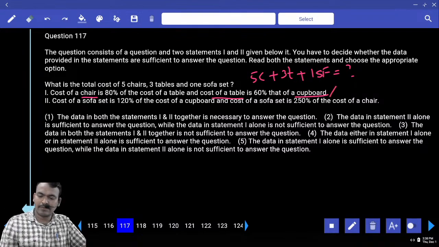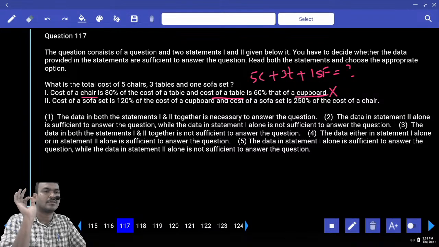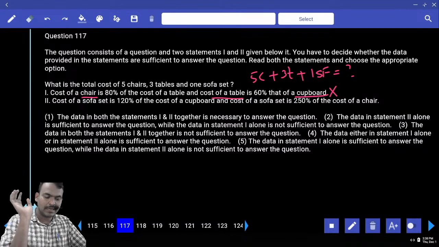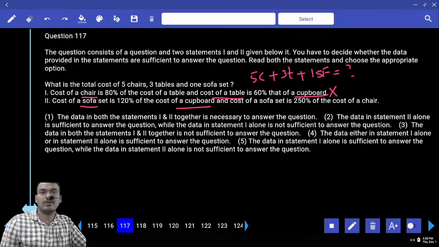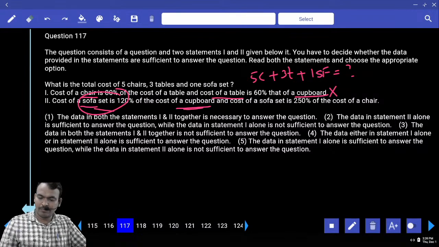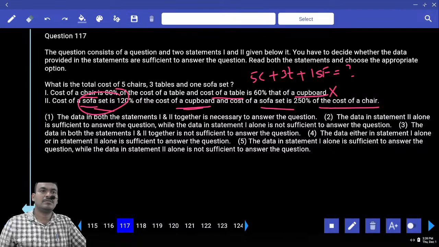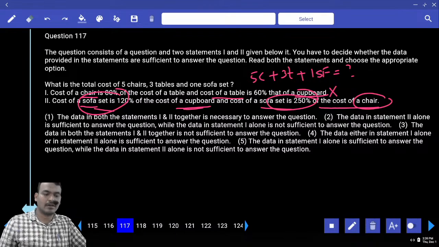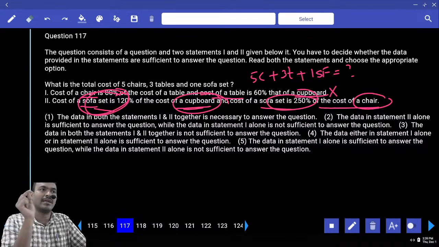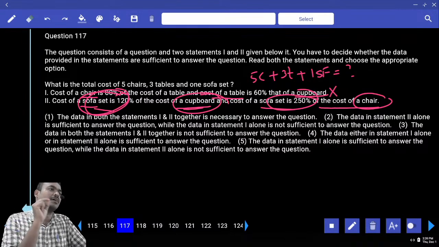Okay, 1 alone is sufficient or not sufficient? Not sufficient. Second one: the cost of a sofa set is 120% of which one? Cupboard, and the sofa set is 250% of which one? Chair. The sofa set depends on which one? Cupboard. If you know the cupboard cost, obviously we get the sofa cost, but here only ratios are given or not? Next, sofa set is 250% of which one? Chair cost or not? If you know the chair cost, we get which one? Sofa cost. If you know the sofa cost, we get which one? Cupboard cost or not? But again in the second statement, are we getting only ratio or cost?